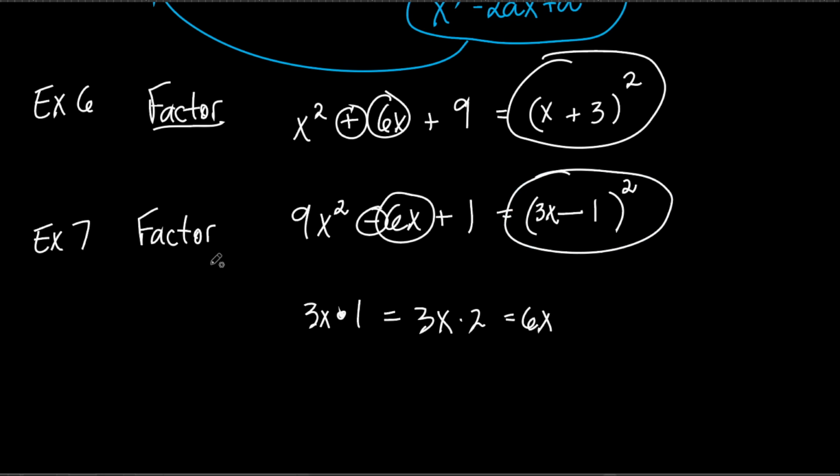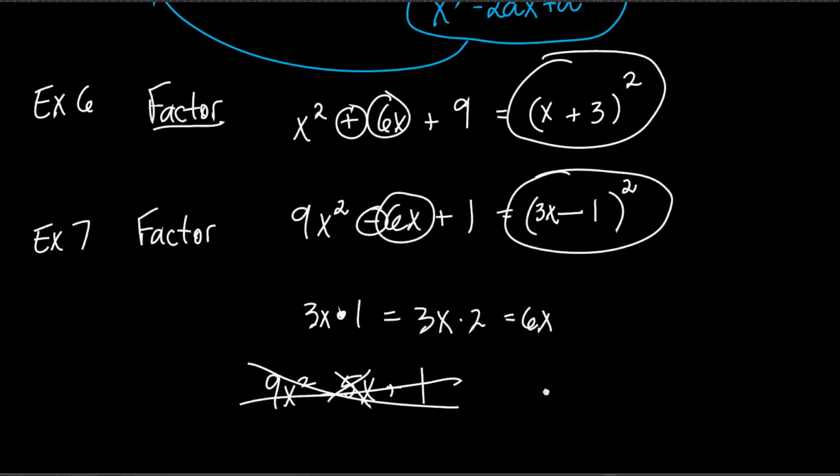Sometimes they might fool you, and they might say factor something, and you can't factor it. Like, what if they said 9x squared minus 5x plus 1. Could you factor that? Not as a perfect square anyway, okay? Because if I take the square root of that, that's 3, that's 1. If I double that, that's 6. Is this a 6? No, it's not. So you can't factor that. At least right now. Later on, we're going to talk about that, but not right now, okay?